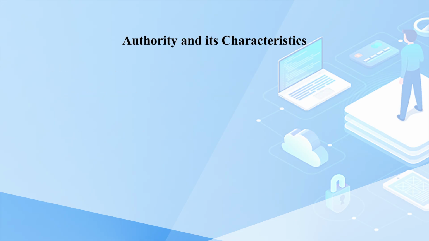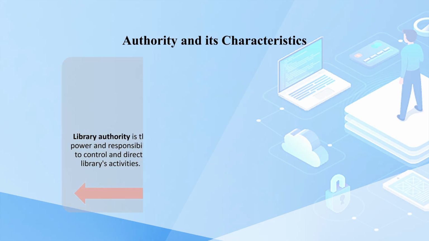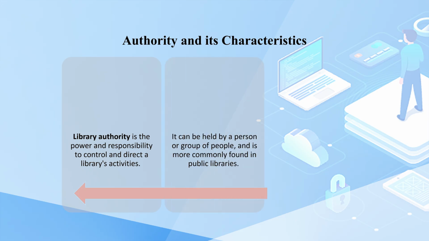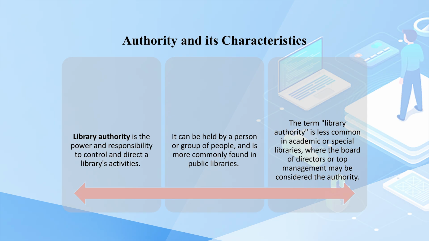So, authority and its characteristics: library authority is the power and responsibility to control and direct library activities. It can be held by a person or group of people, and it's more commonly found in public libraries. The term library authority is less common in academic or special libraries, where the board of directors or top management can be considered the ultimate authority.